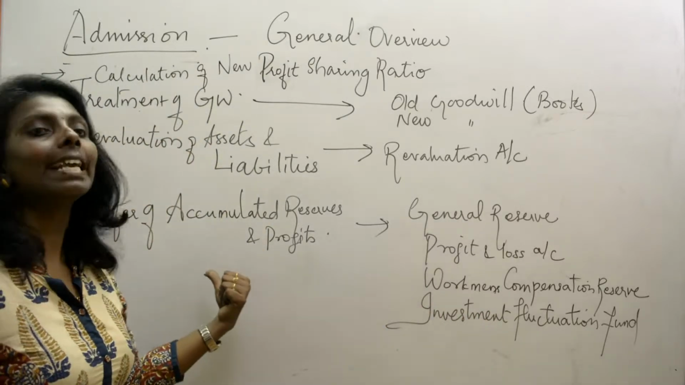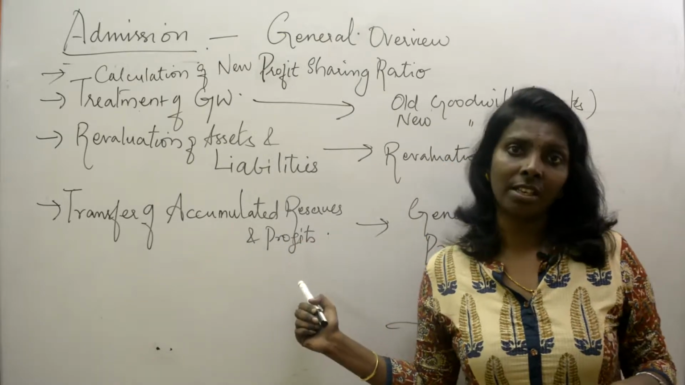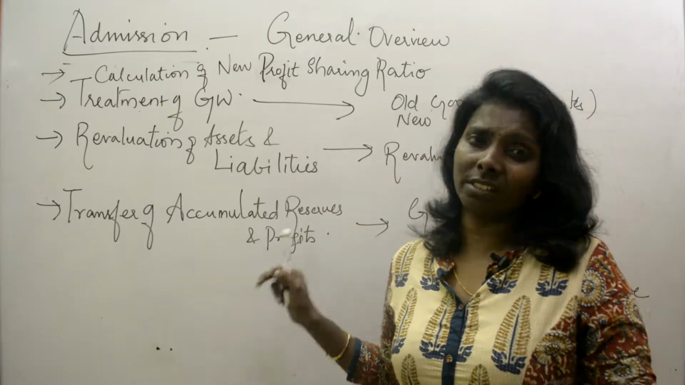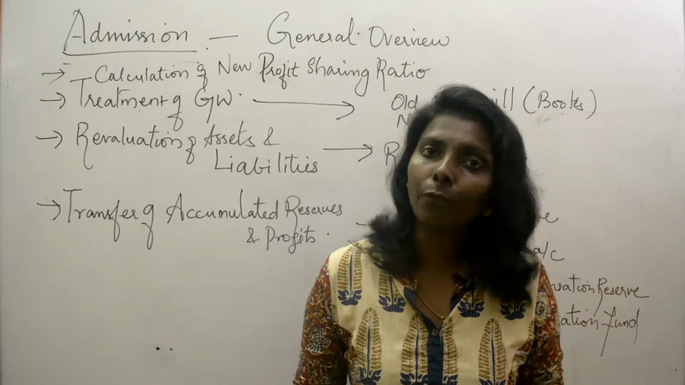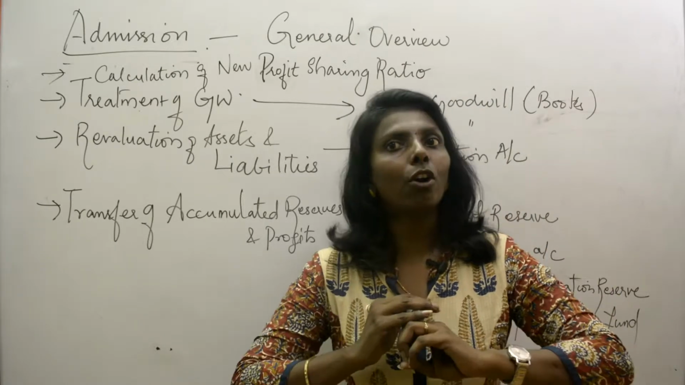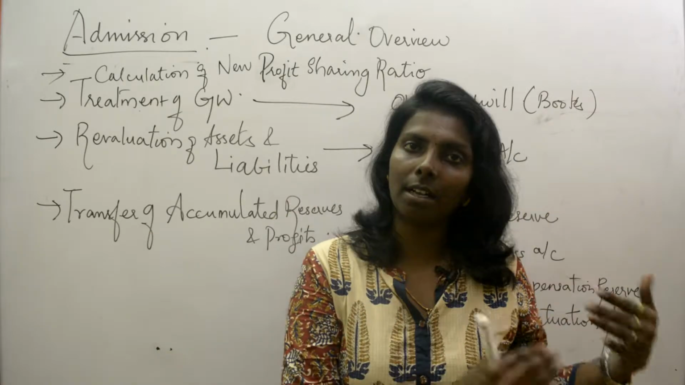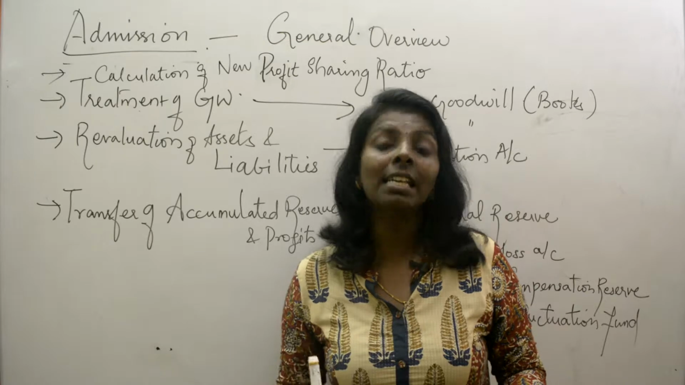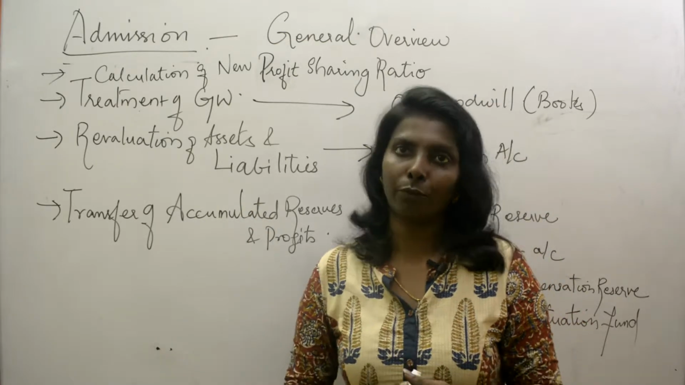The next thing is transfer of accumulated profits and reserves. I think you should know what a reserve is, but let me just tell you: any firm or a company for that matter will not distribute the entire profit they earn. They will reserve or keep aside a portion of their profit as undistributed profit. That will be shown on the liability side of the balance sheet.